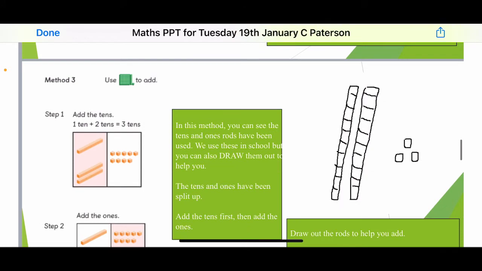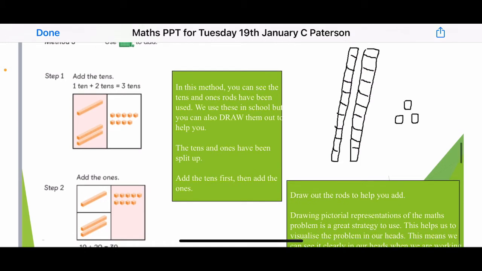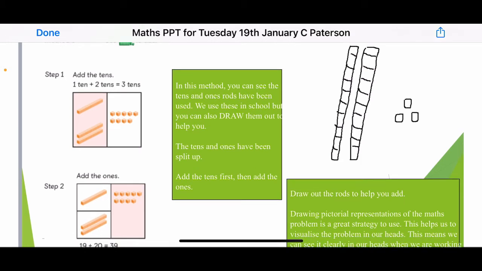In method number 3, we use the tens and units blocks to help us. So you're very familiar with these concrete materials. I know that you've been using them in class and you used them last week with Mrs. Walker's split strategy lesson. So in this method, you can see the tens and ones rods have been used. And we use these in school, but you can also draw them out to help you. So the tens and ones have been split up and we've added the tens first and then the ones.